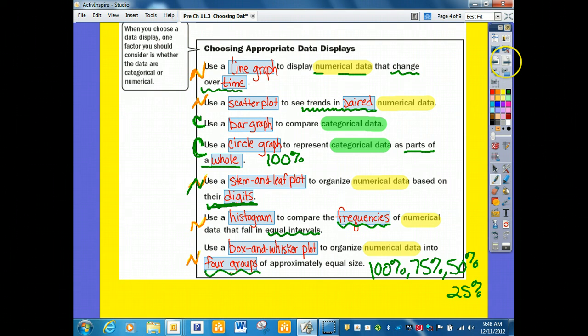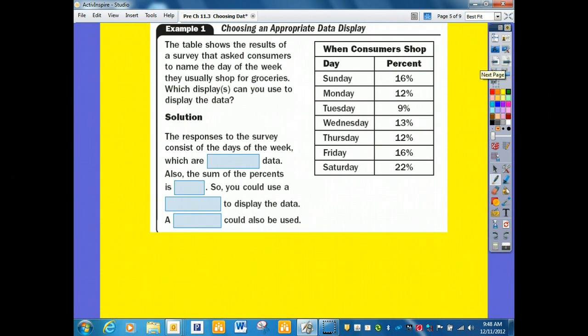Let's practice. Choosing appropriate data display. The table shows the results of a survey that asks consumers to name the day of the week they usually shop for groceries. How many in here have a certain day of the week that your family shops for groceries? How many of your parents just go to the store when you need something? Yep, that's our house too. Which display should we use? You can always use one for sure, maybe there's more than one you could pick from, but there's always one that's better than the others.